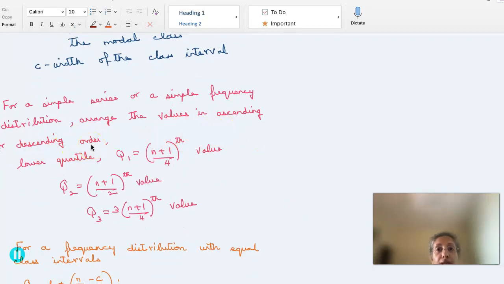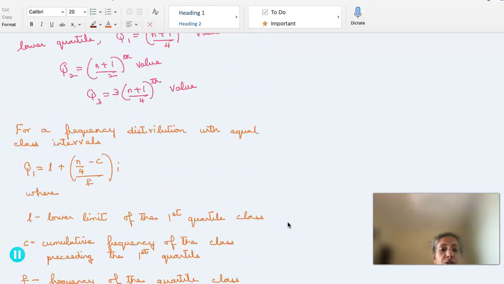Now we are going to quartiles. Basically, quartiles divide the data into 4 parts. So you have the first quartile, which is Q1, the second quartile, which is also the median, and the third quartile, which is Q3. So for a simple series or just a set of values or a simple frequency distribution, the lower quartile Q1 is the (n plus 1) by 4th value. The median is the (n plus 1) by 2th value or the second quartile, and the third quartile is 3 into (n plus 1) by 4th value.